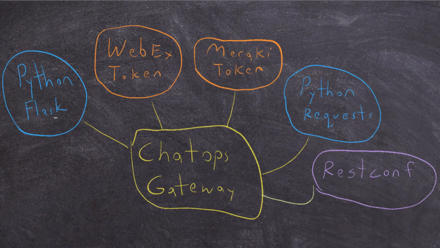To have a look at this, we're going to have to tie a bunch of components together into what we're going to call the ChatOps gateway. And this is going to be our Python application, and it is going to use components such as Python Flask for web services. We're going to need tokens so that we can talk to our WebEx Teams and also get some information from Meraki, because why not? And then we're going to have to do our standard Python requests. And just for fun, we'll throw in some RESTCONF and NETCONF in there as well.